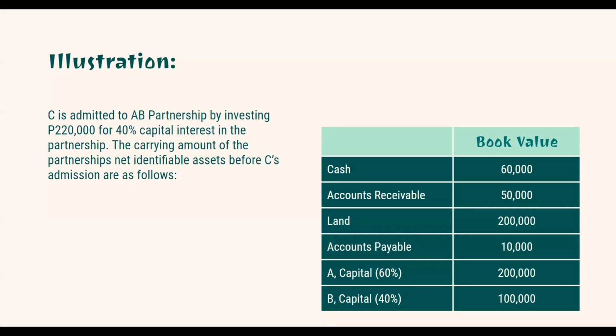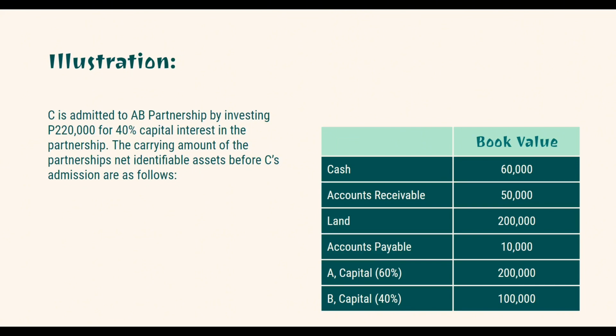So, for example, C is admitted to the AB partnership by investing 220,000 for a 40% capital interest in the partnership. Now, the carrying amounts of the partnership's net identifiable assets before C's admission are as follows. So we have here the net identifiable assets, the book value of the assets and liabilities of the partnership before C's admission. We also have here the profit or loss sharing ratio of the old partners: for A, 60%, and for B, 40%. So C is to invest 220,000 for a 40% capital interest.